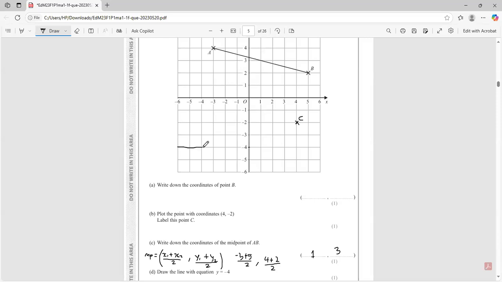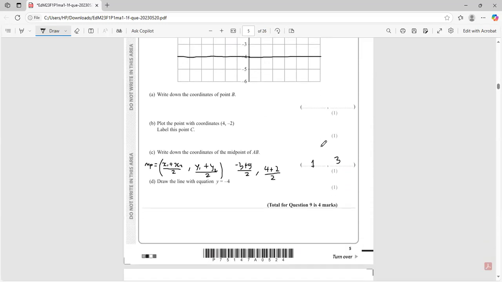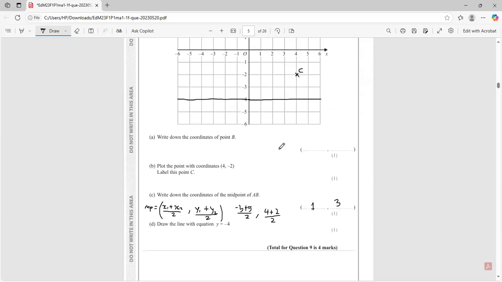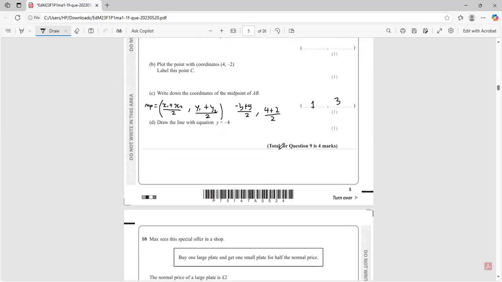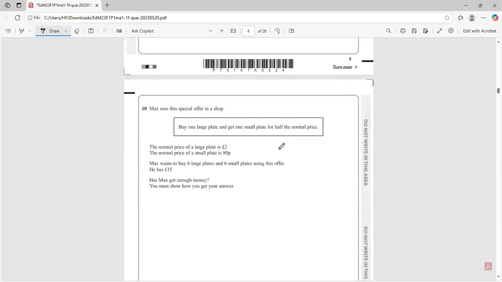Sorry, I don't have a ruler on this one, but it allows me to annotate. That's why I'm even using it in the first place. Okay, so there you go. That's the line of y equals -4. So a straight line that passes through the y-axis at -4. Okay, so we're good. I think we can move on.